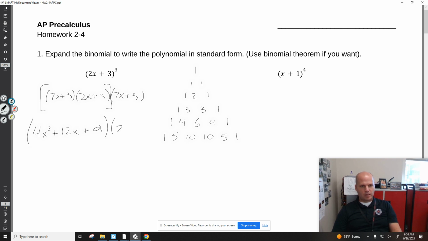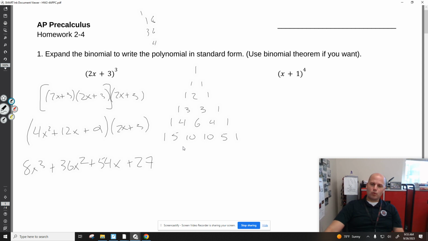Now, multiplying this by 2x plus 3, even I need to kind of write it down. Again, if you want to use the box, use the box. It helps prevent mistakes. 8x cubed, I'll have 12x squared and 24x squared, which is 36x squared. How many x's? 36x and 18x, 18 plus 36, 54x. What's my number? 9 and 3, 27. Okay, that is brute forcing it.